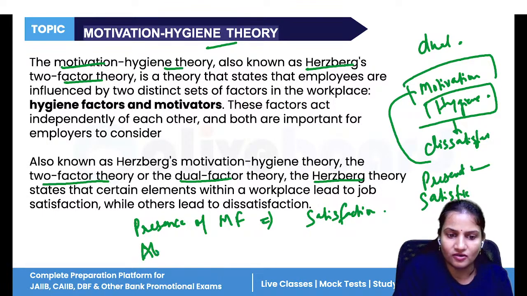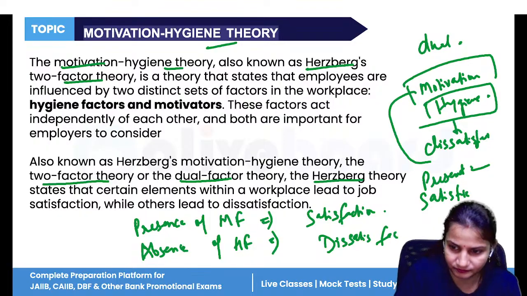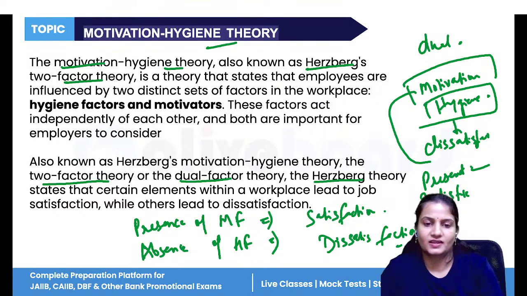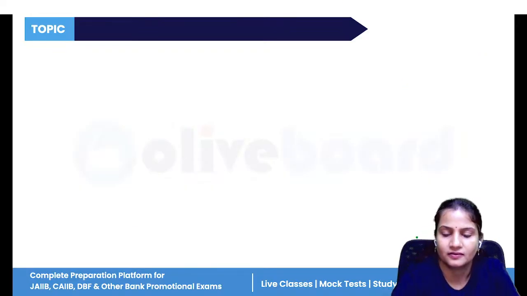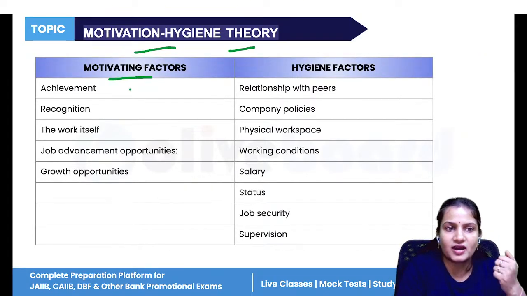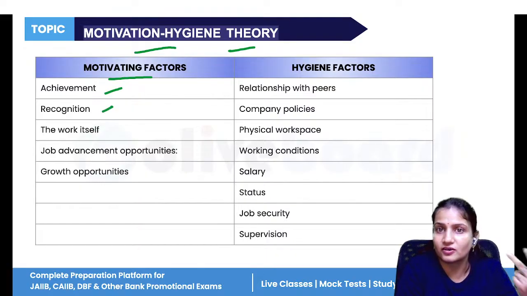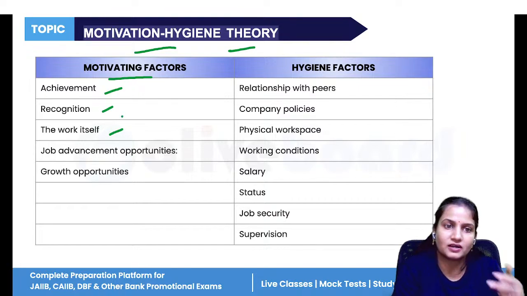Now, absence of hygiene factors will provide dissatisfaction among employees. Okay, this is what your motivation and hygiene theory is. Now, in motivation and hygiene theory, what are the motivating factors? Achievement, if you get recognition from any boss, from any person, the work itself. If the work which you are doing is motivating you, that will come under motivating factors, growth opportunities.